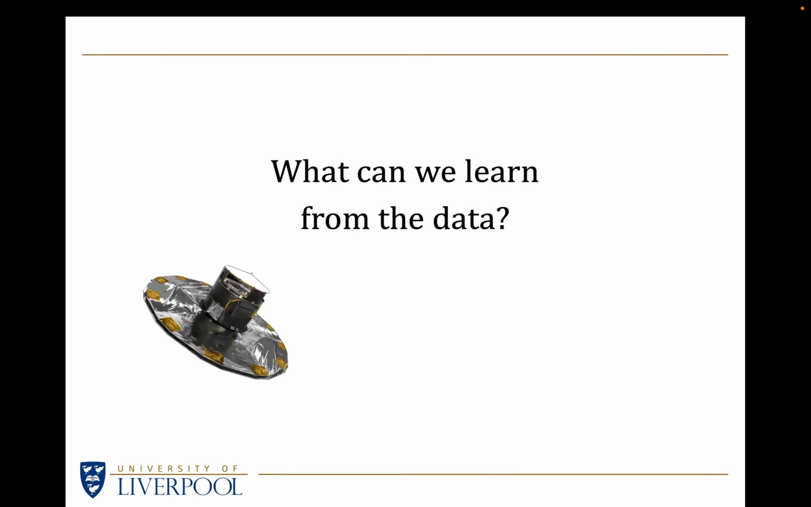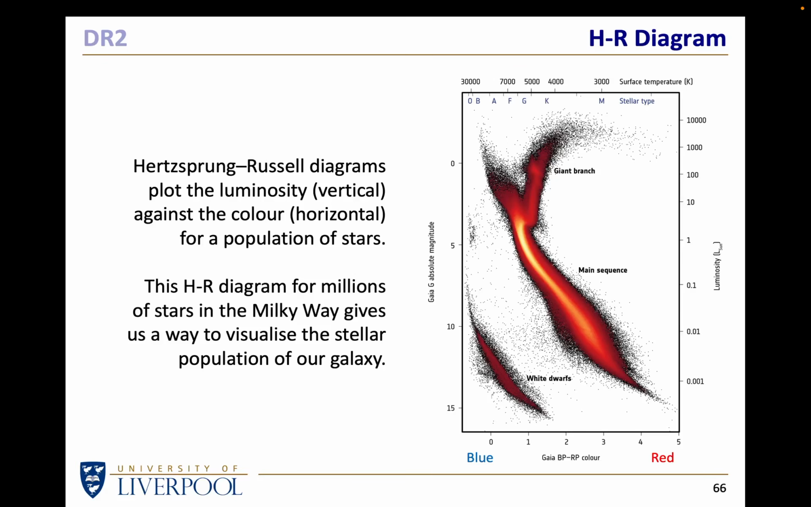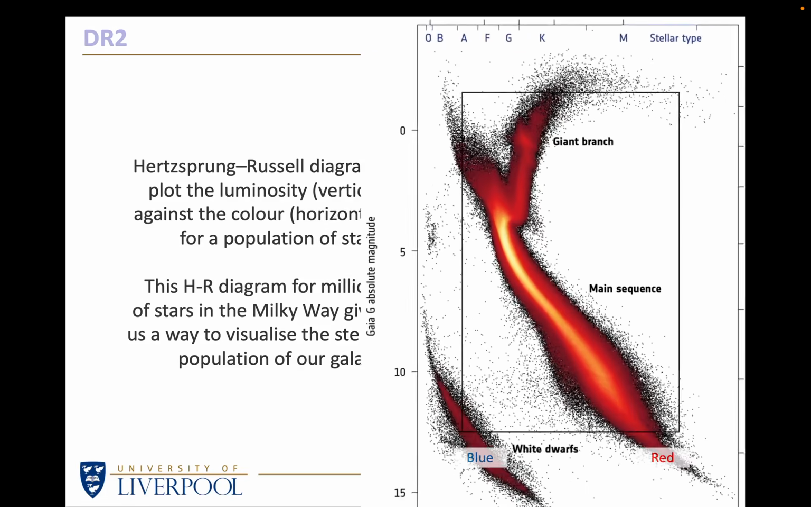So what can we learn from all this phenomenal data? Well, amongst other things, we get a much more accurate Hertzsprung-Russell diagram. Remember, that's luminosity and color. This is not a schematic, this is actual data. Each of these dots represents a star.